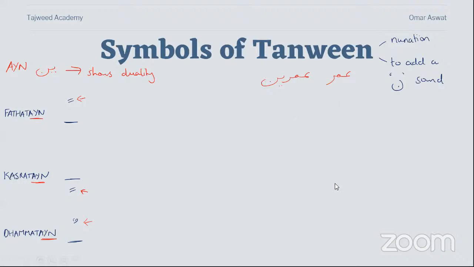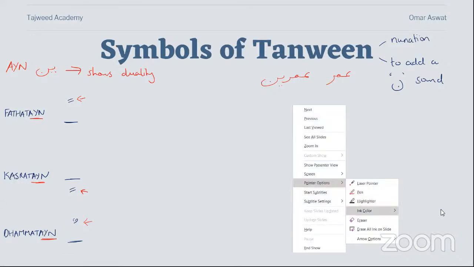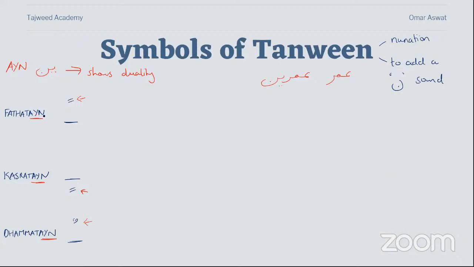Now, what sound is actually made from using these symbols? Any letter with fathatain on it will make the un sound. Noon makes the un sound. Example, ba fathatain ban. So ba fatha ba, fathatain ban. Add the noon sound. Ba fathatain ban.